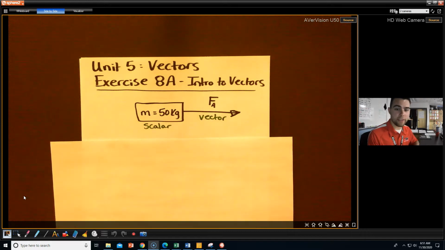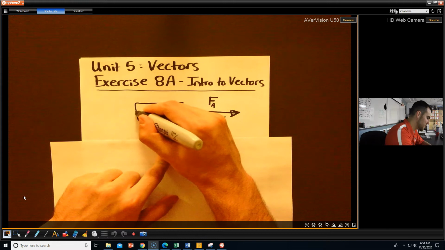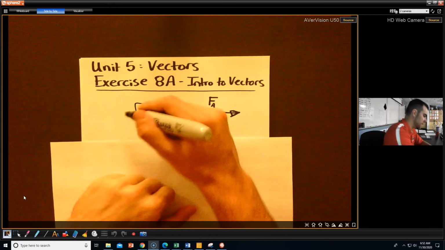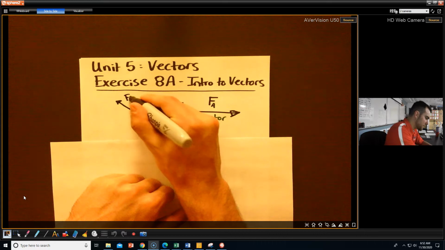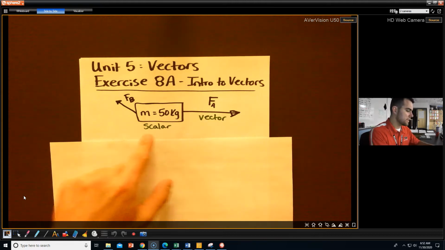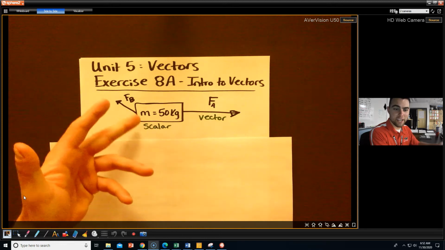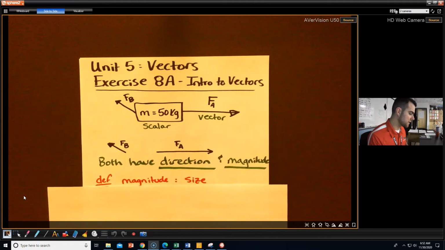We've seen something like this, but what if I have something that looks like this now? Let's say I have some other force, maybe a rope around this, and it's pulling up at some kind of direction. I'll call that force B. And force B is still a vector. It still has a direction, but now it's not just a matter of left to right. It's got some kind of angle to it now. But nonetheless, they're all vectors.